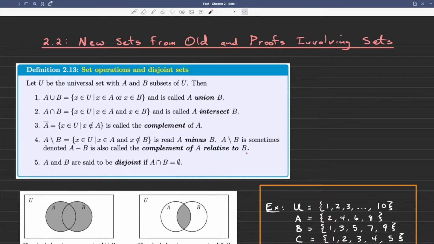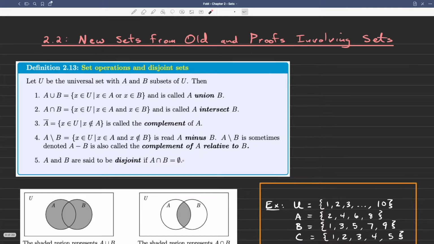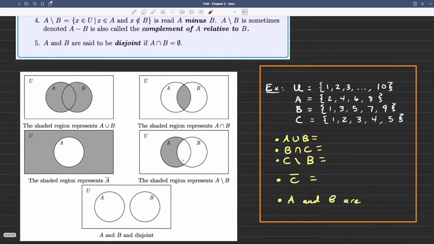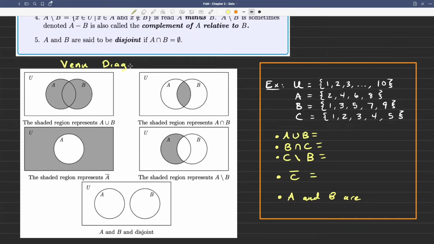And then lastly, we have a word to describe the relationship between A and B. So A and B are said to be disjoint if the intersection between A and B is empty. So this just means that A and B don't have any elements in common. So down here on the lower left, we have what are called Venn diagrams for each of these ideas that we're talking about above. So in this first Venn diagram here, that's the union. The shaded part is the union of A and B. So we're just taking A and B and combining them together to form one bigger set.